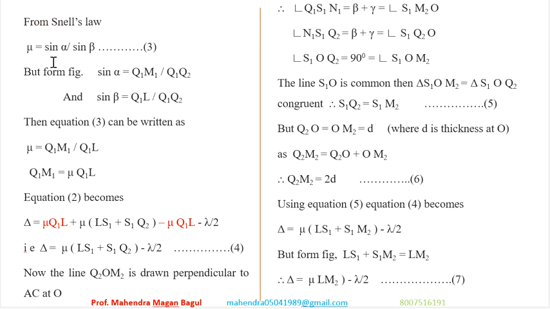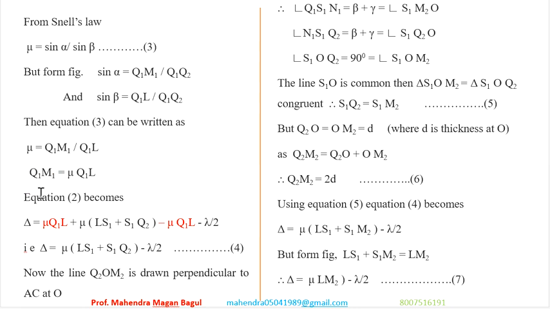From Snell's law, we have mu equal to sin alpha upon sin beta. But from the figure, sin alpha can be written as Q1M1 upon Q1Q2, and sin beta is equal to Q1L divided by Q1Q2. By putting both these values of sin alpha and sin beta in equation number 3, we get mu equal to Q1M1 upon Q1L. Therefore, Q1M1 is equal to mu Q1L.